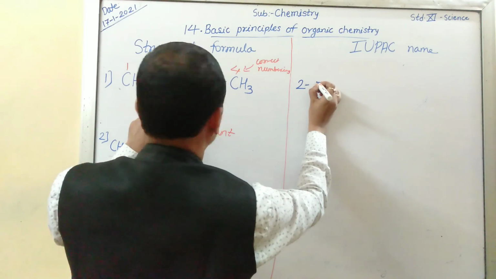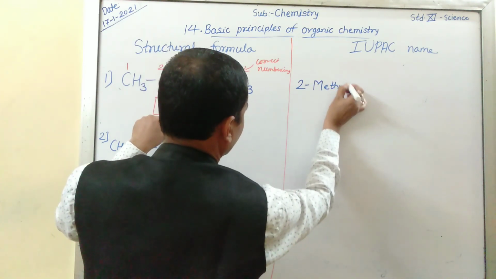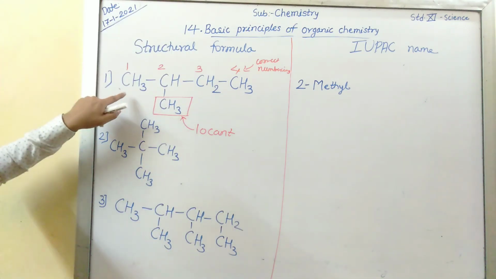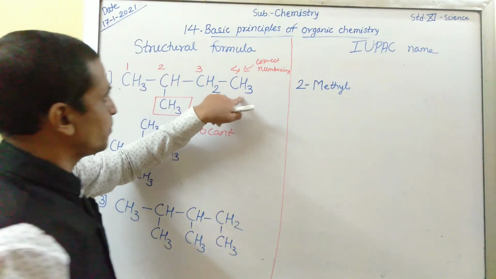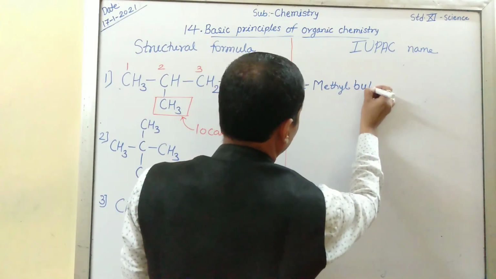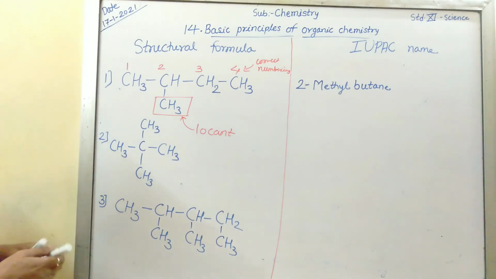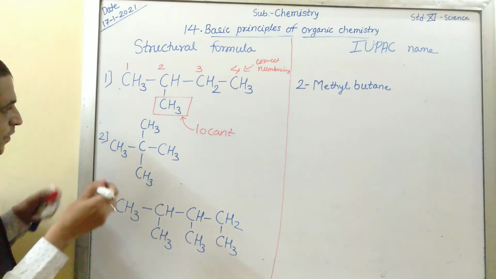The substituent is CH3, which means methyl. Then count the number of carbon atoms in the longest chain: 1, 2, 3, 4. Four means butane. So the name is 2-methylbutane.